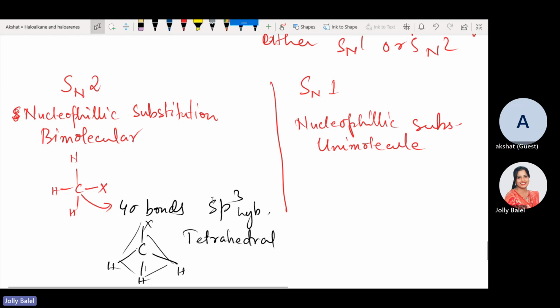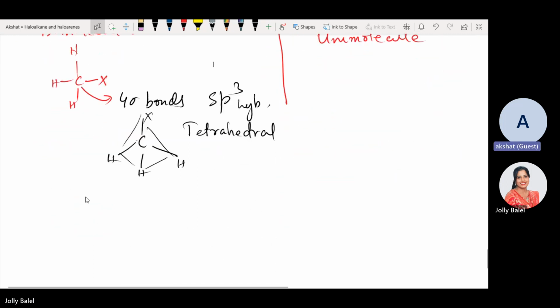Let's discuss SN2 first. If the halogen is attached, your teacher must have said above the plane or below the plane, which would be difficult to discuss here. But let it be. I will send you the 3D images so that it will be helpful.